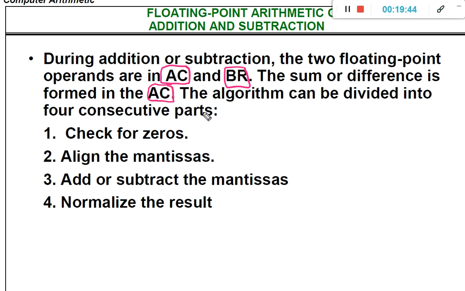So if it is addition, the addition of two numbers. If it is subtraction, the subtraction of two numbers will be stored finally in AC register. The algorithm can be divided into 4 consecutive parts. So what are these parts? First of all, check for zeros. So whether AC value or BR value, if any of these values are zeros, check for it, and then perform the alignment of the mantissas. So just align the mantissas and then perform addition or subtraction of the mantissas.